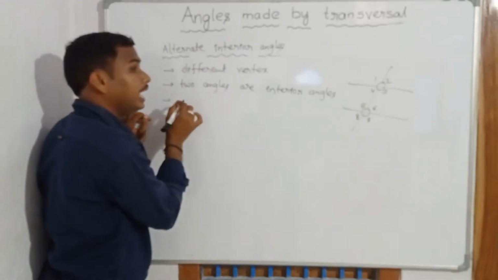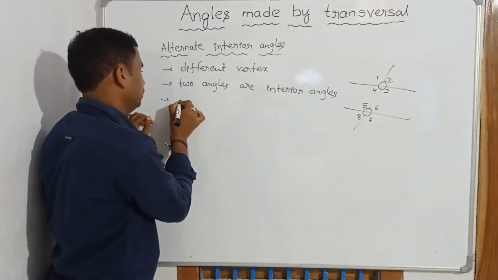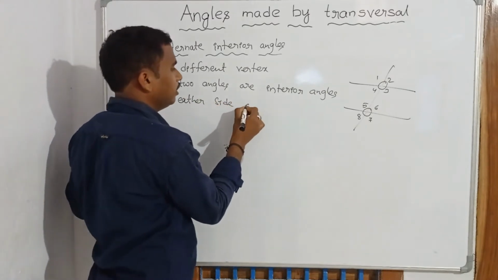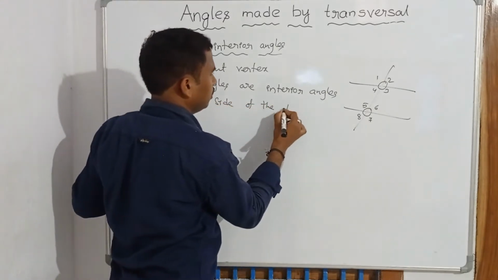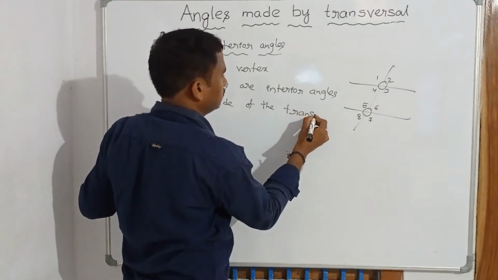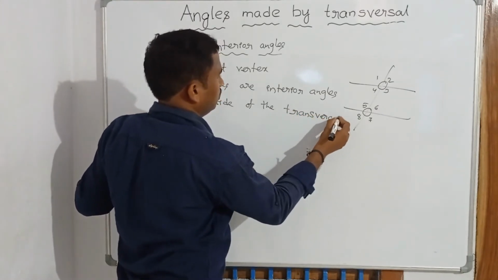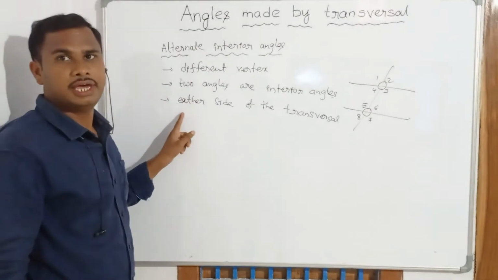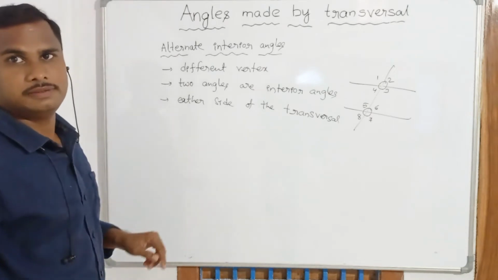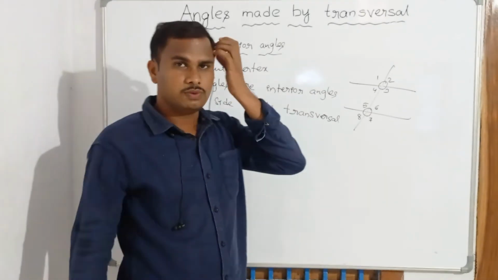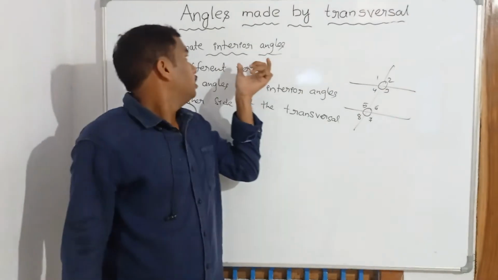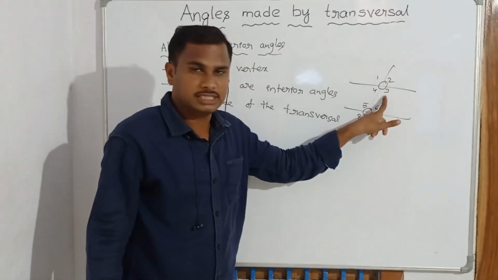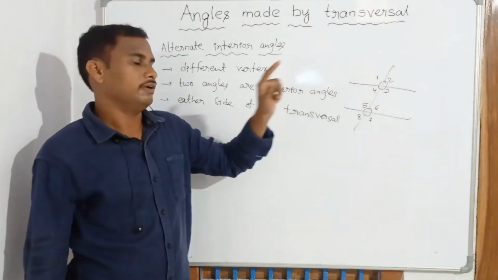Third one is either side of the transversal line. Either side of the transversal. Okay? Either side of the transversal. First one, different vertex. See this, different vertex. For example, I take 3 and 5.